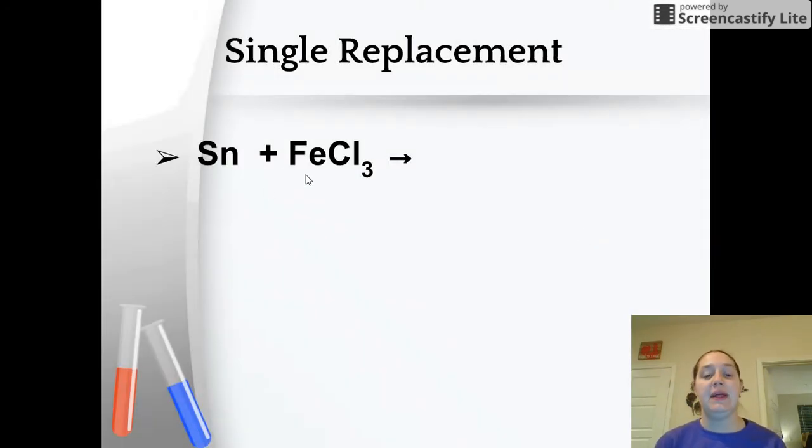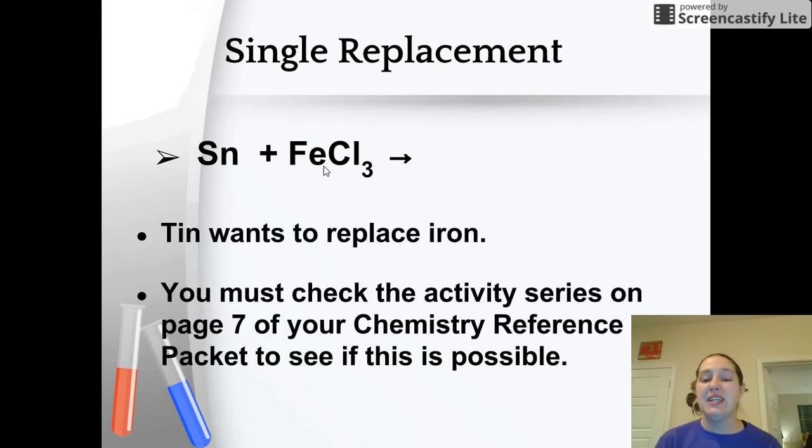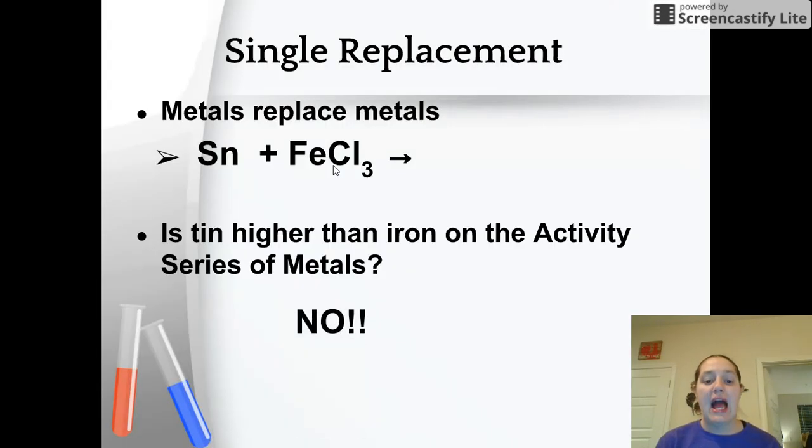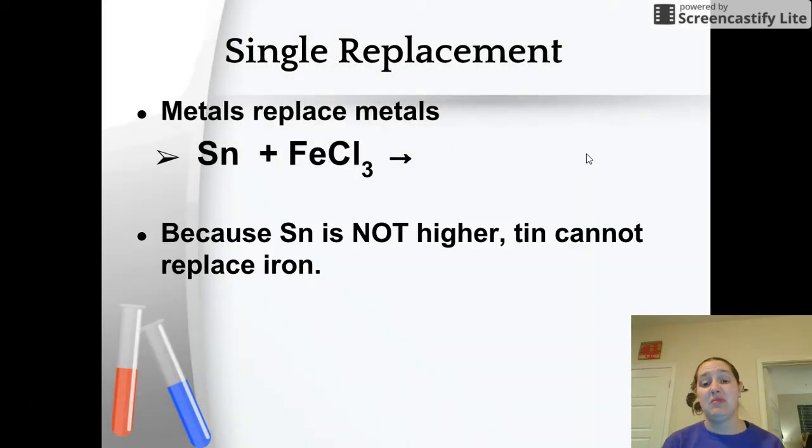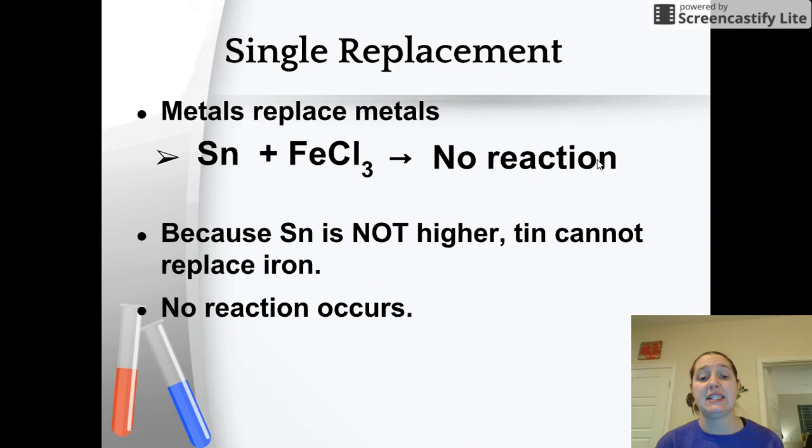So let's try another one. We have Sn replacing iron, because again, iron's the metal. So we have to take a look at our activity series. If you pull up your activity series in front of you off of page 7, you're actually this time going to find that Sn is actually lower than Fe. So this is not going to work. So the reaction is actually going to be very simple to write the products for because your answer is no reaction, because Sn is not higher than iron. So you write just no reaction, does not occur. You don't even have to predict the products because it doesn't happen, okay? So this is kind of how these work.